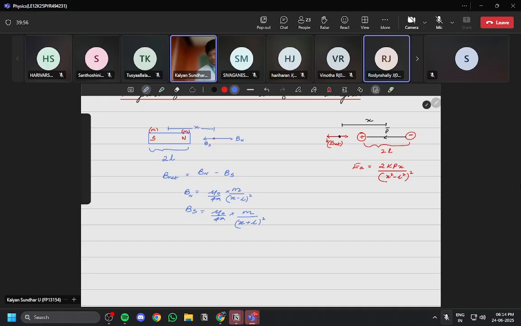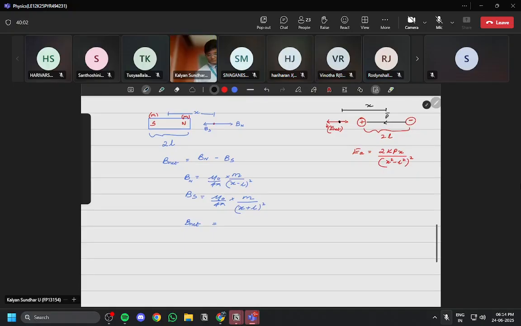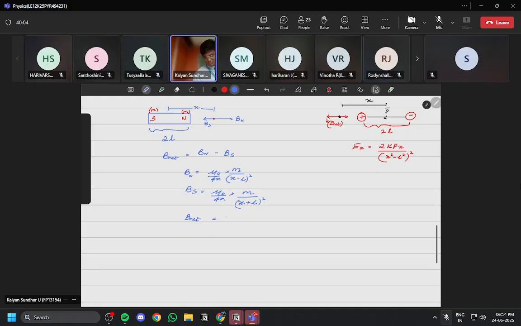Correct? So equate all these and you will get B net will be equal to 2 times, instead of k. What will we substitute instead of k? K is the constant for your electric field, right? Now what about here, when the magnetic field comes, mu naught by 4 pi. Instead of k, mu naught by 4 pi into, instead of electric dipole moment, we will be writing it as magnetic dipole moment. Magnetic dipole moment is M, capital M, right?